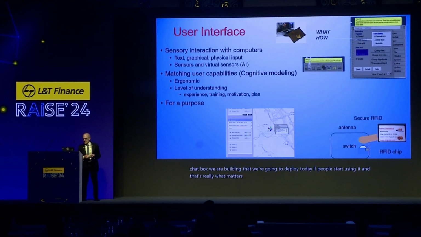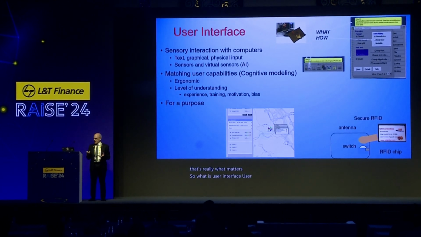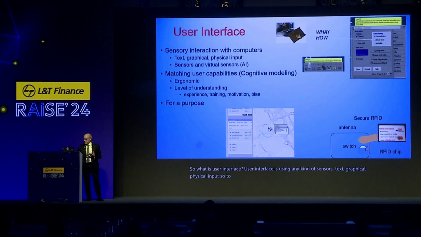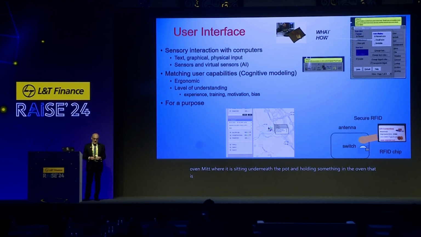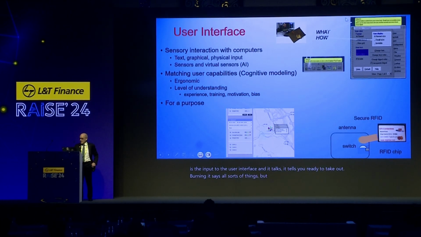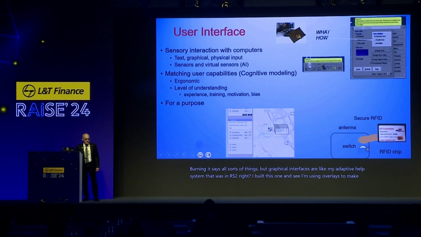So what is user interface? User interface is using any kind of sensors, text, graphical, physical input, to find out about a person. Here's actually an oven mitt. The oven mitt is sitting underneath a pot, holding something in the oven. That is the input to the user interface, and it talks. It tells you ready to take out, burning, it says all sorts of things. But graphical interfaces are like my adaptive help system that was in OS2. I built this one, and see, I'm using overlays to make people focus their attention on this graphical user interface.